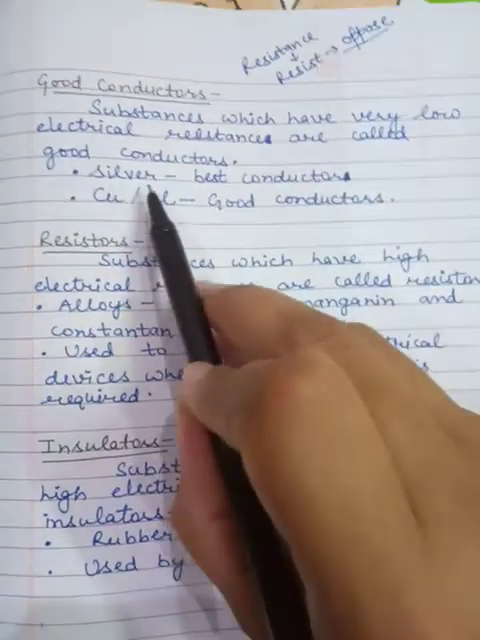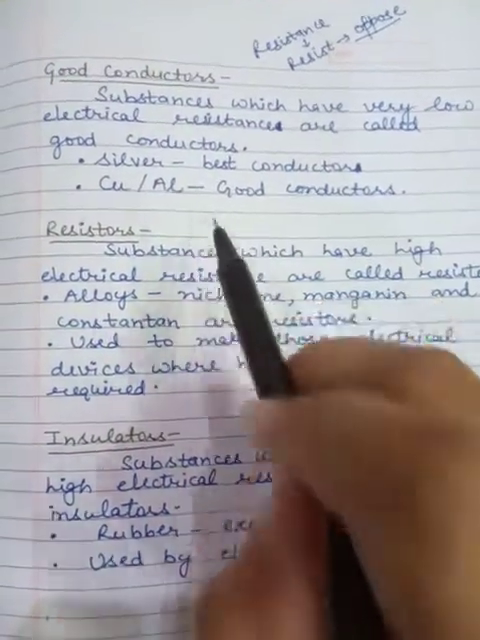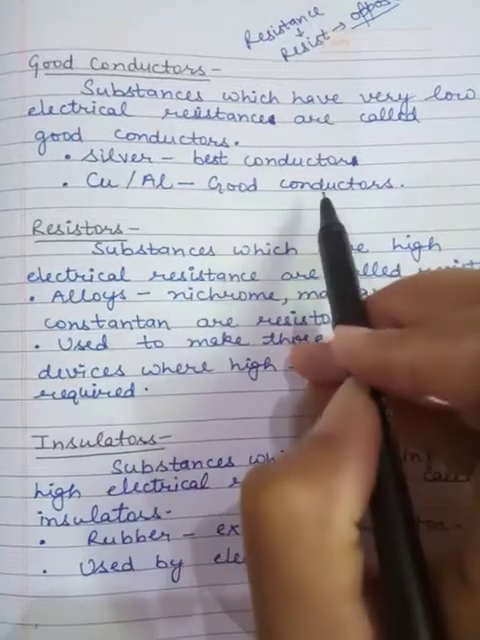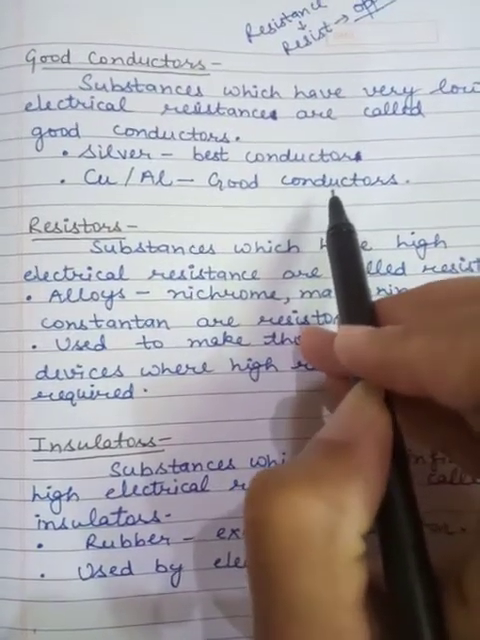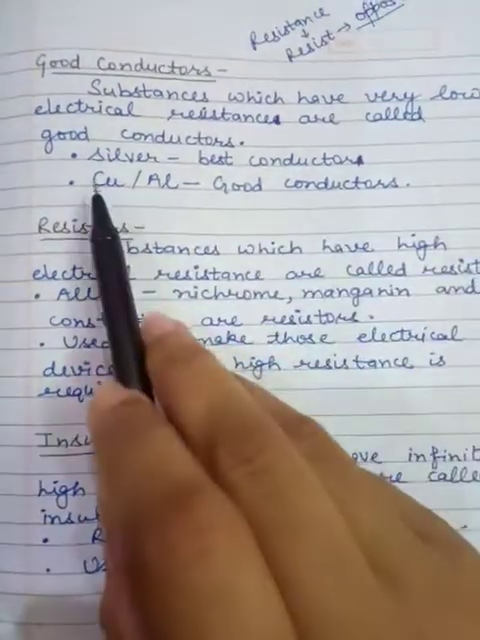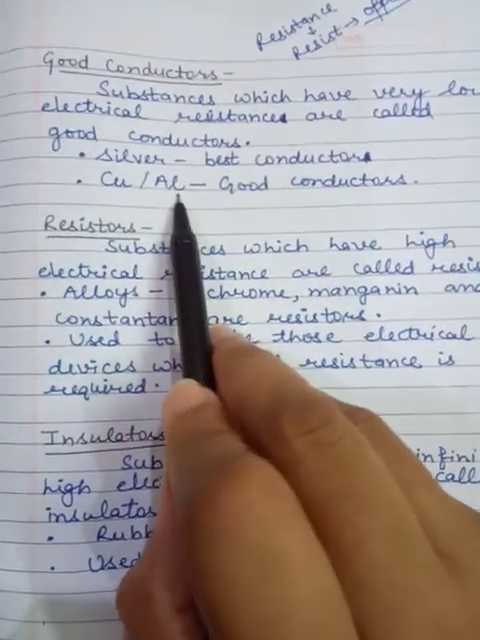So good conductors are the substances which have very low resistance, and the current passes through them very easily. Silver is the best conductor. Copper and aluminium are also good conductors. That's why electrical appliances are made up of copper and aluminium.